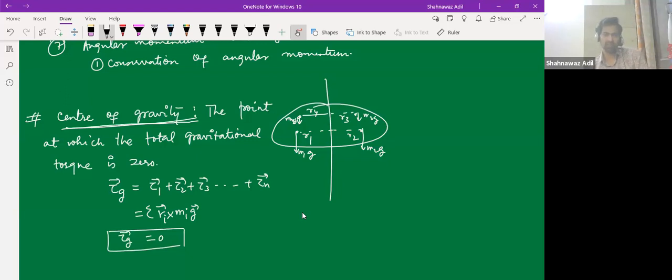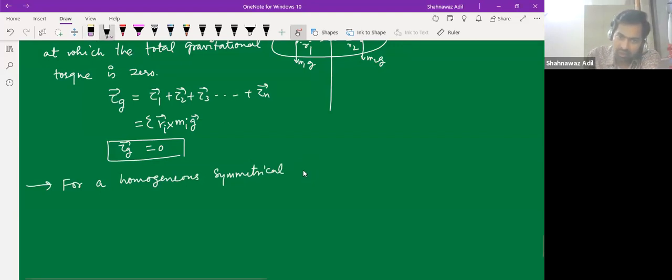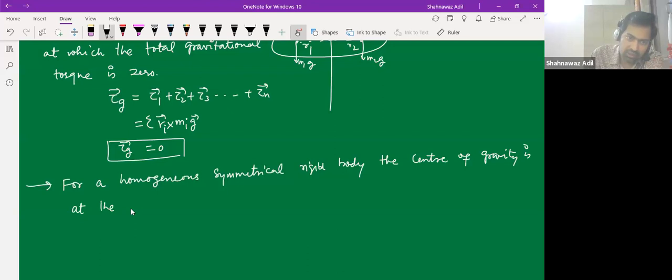And this is for a symmetrical body. So for a homogeneous symmetrical object or rigid body, the center of gravity is at the geometrical center, or at the center of mass.